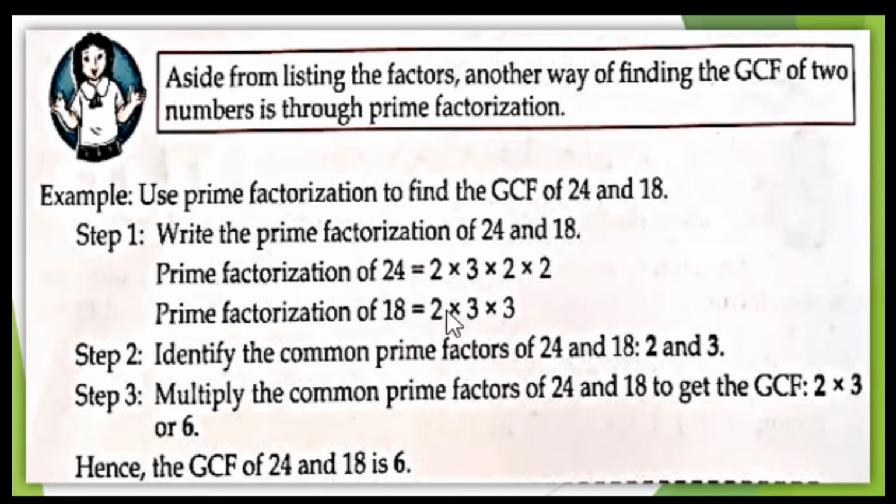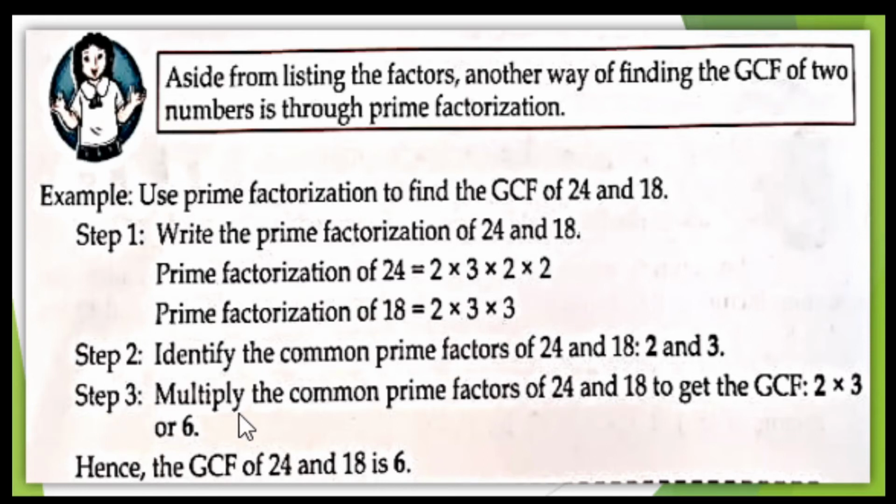And they are all prime numbers. Step 2. Identify the common prime factors of 24 and 18. So, we have 2 and 3. Common factors of 24 and 18, we have 2 and 3, and nothing more.